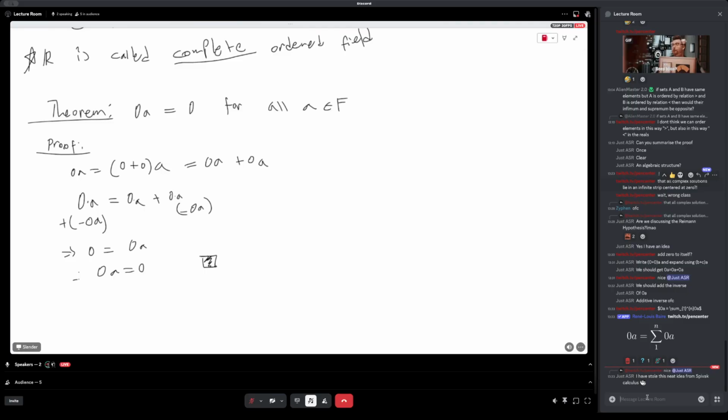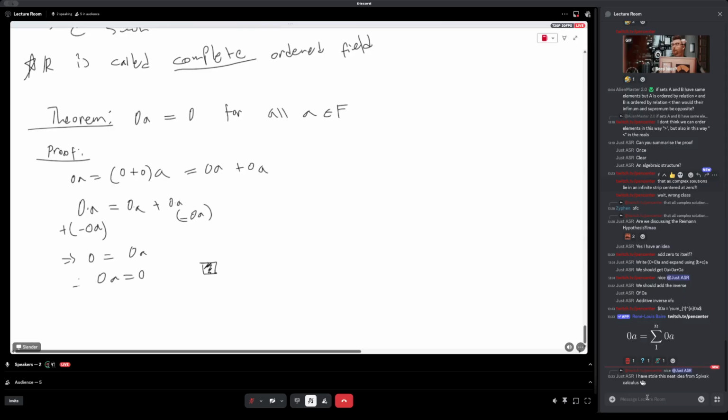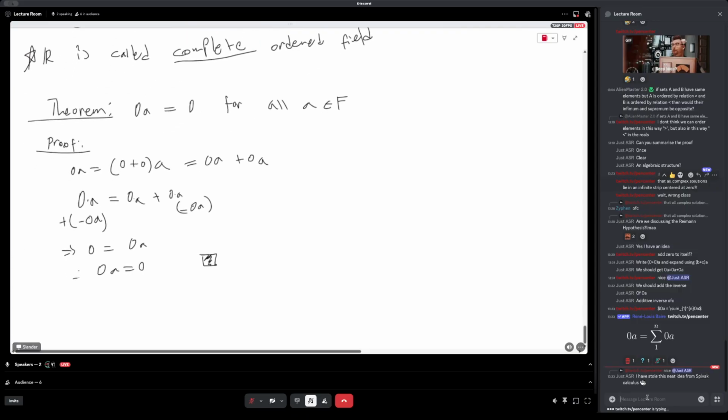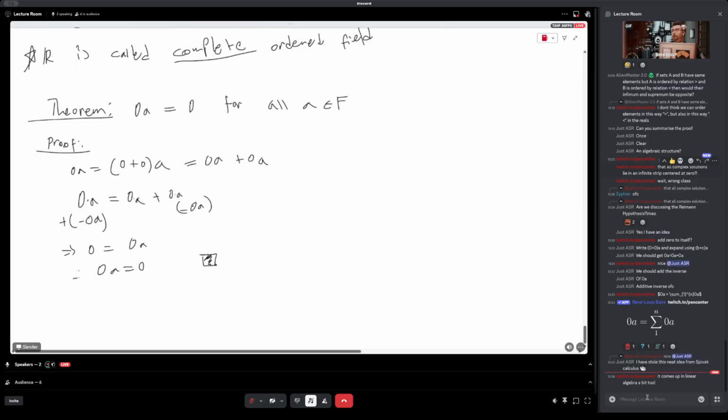I stole this neat idea from Spivak as well. Yeah, Spivak is really nice. Okay, so you guys can do the rest of the proofs that are very similar. You can check the book for the rest of the contents. Now we will go over the important facts that we will need.